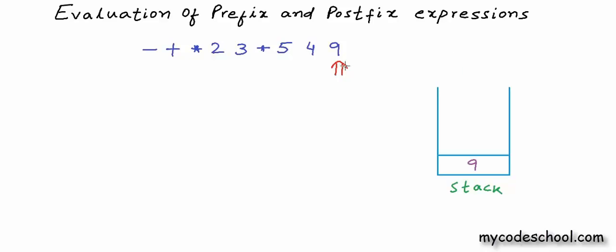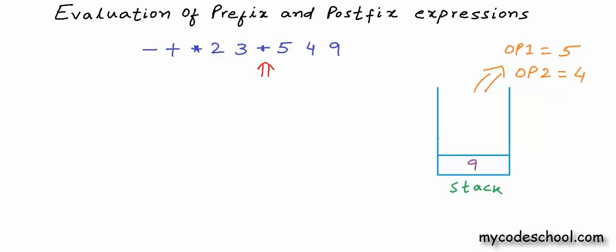And now we will go to the next entity on the left. It's 4. Once again we have an operand. It will go onto the stack. Now we have 5. 5 will also be pushed onto the stack. And now we have this multiplication operator. At this stage we need to pop 2 elements from the stack. This time the first element popped will be the first operand. In postfix, the first element popped was the second operand. This time the second element popped will be the second operand.